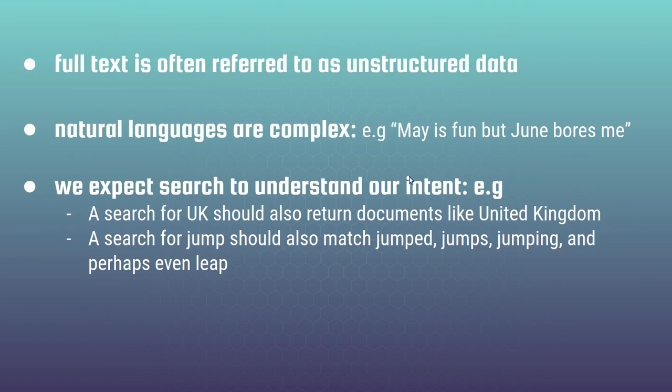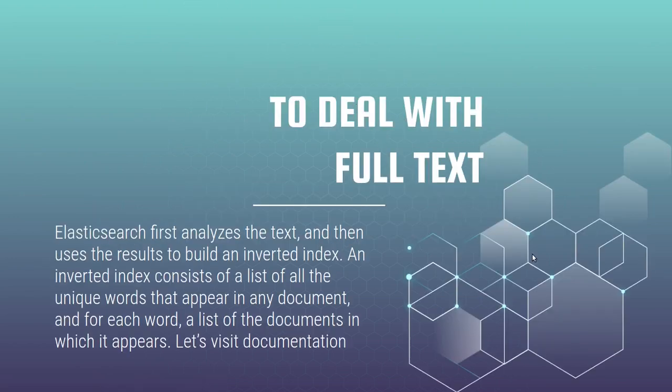We also expect that search will understand our intent. For example, a search for UK should also return a document like United Kingdom. A search for jump should also match jump, jumps, jumping, and perhaps even leap. So how do we deal with all these problems? Elasticsearch first analyzes the text and then uses the result to build an inverted index.